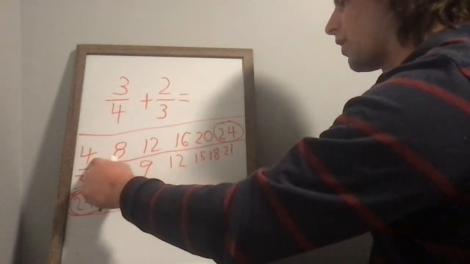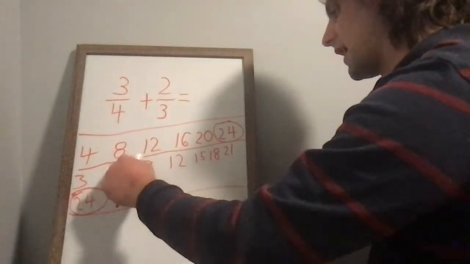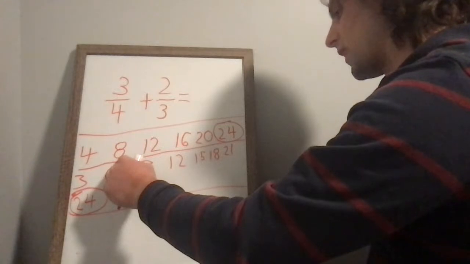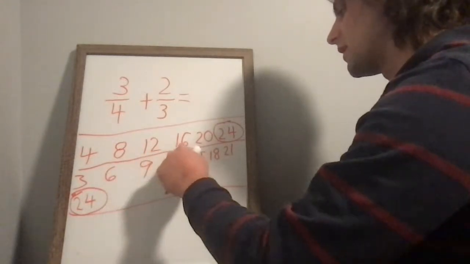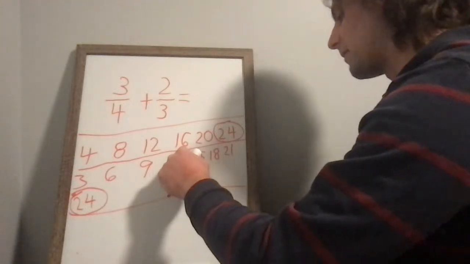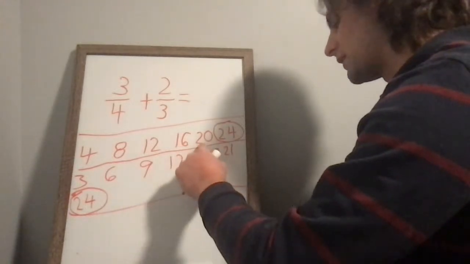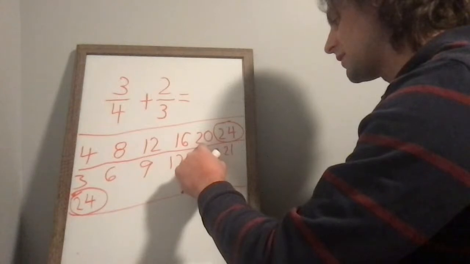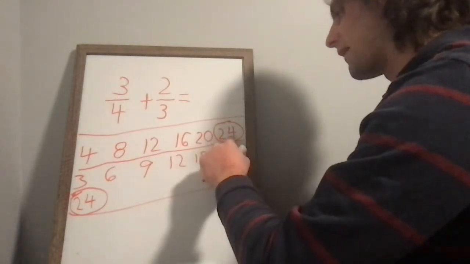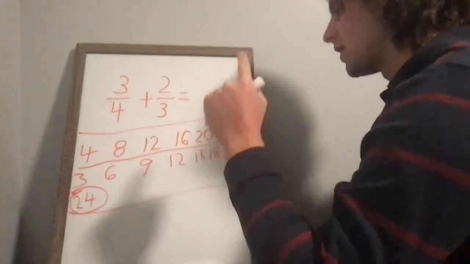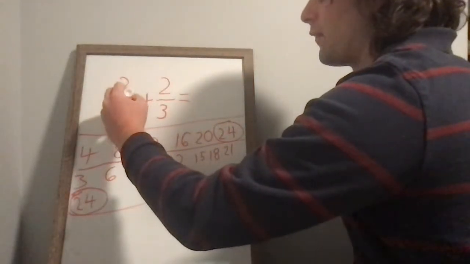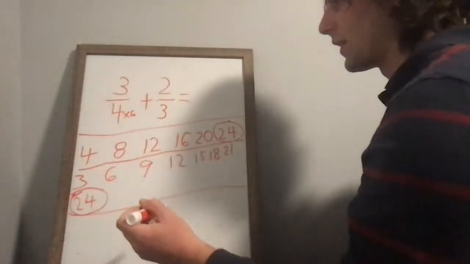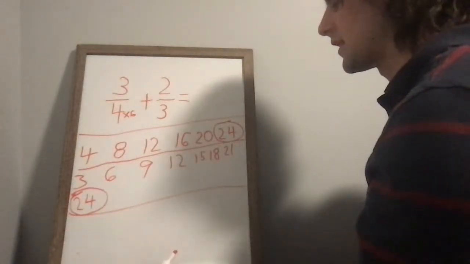So I started with 4. I counted by 4 once. 8, I've counted by 4 twice. 12, 3 times. 16, 4 times. 20, 5 times. 24, I've counted by 4 6 times. So if I multiply 4 times 6, I get 24. 4 times 6 equals 24.